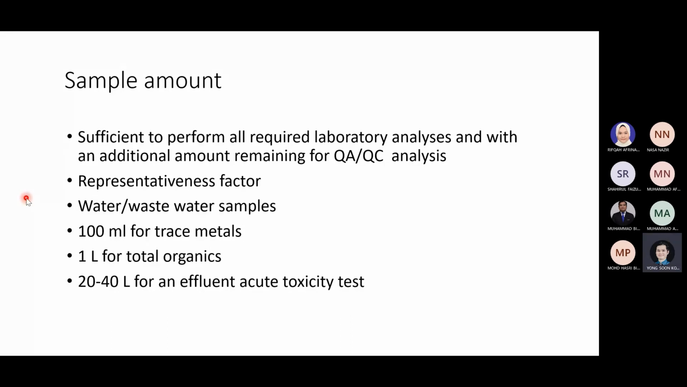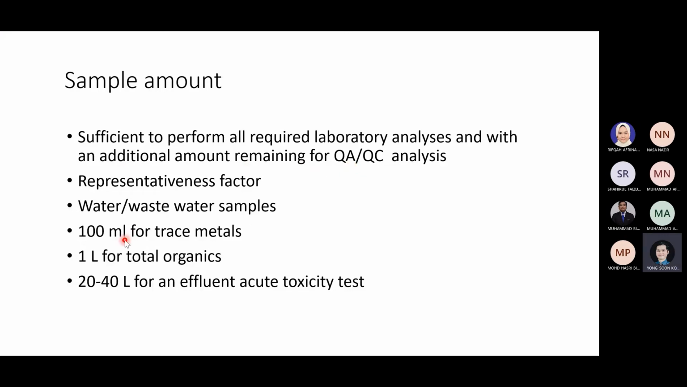But then how much water do you need in order to have reliable data? So later on, we're going to talk about how we ensure reliable sampling in order to have quality data from a QA and QC program. So how much do we need?